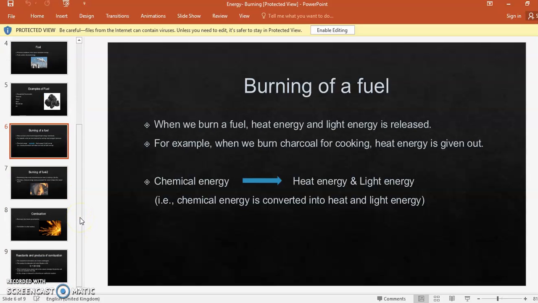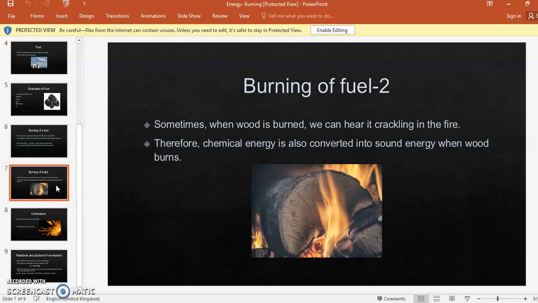Now see, I will tell you something about burning of fuel. Sometimes when wood is burnt, you can hear some crackling sound in the fire. So here you have to consider that chemical energy is also converted into sound energy when wood burns. So here the conversion is chemical energy to sound energy also. Means chemical energy is converted into heat, light as well as sound energy.